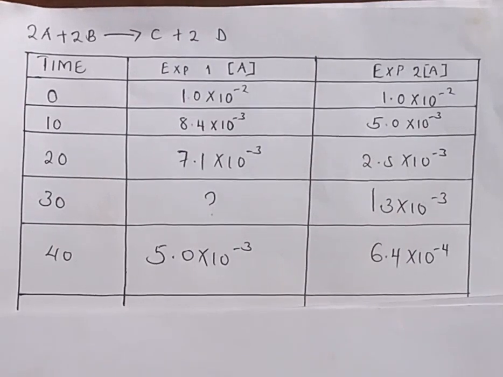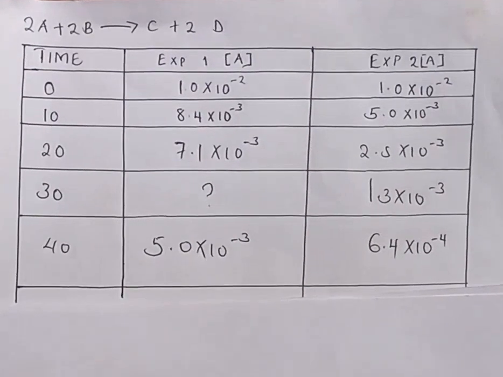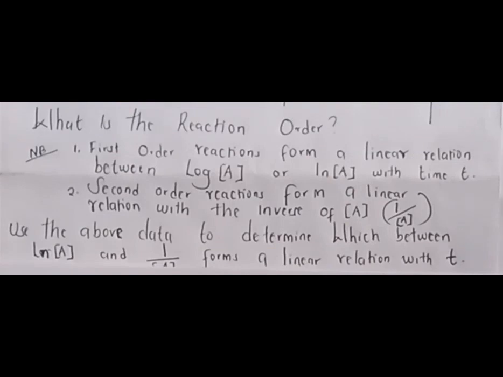So the first question we have to ask ourselves is, what is the order of this reaction? It has been established that for a first order reaction, ln, or the logarithm of the concentration of A when plotted with time, will give a straight line, while for the second order reaction, the linear function will be given by plotting the inverse of the concentration of A with time. Okay, so we can use the data in this table to determine which one of these gives us a linear function.